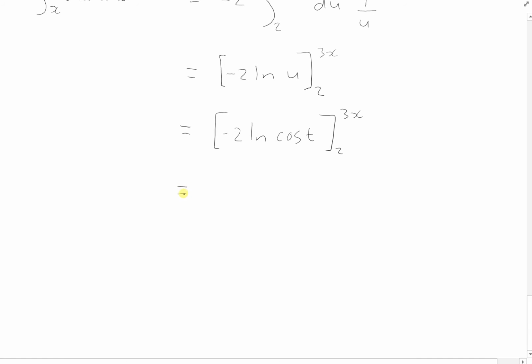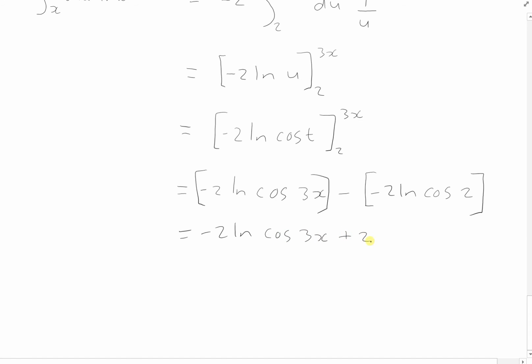So now I'm just going to plug in my numbers for wherever I see a t. I'm going to put a 3x, then minus, and again this is going to be minus, maybe I should put this also in brackets just to show you what's happening, minus -2 ln of cosine of 2. So what's going to happen? We're going to have -2 ln cosine of 3x plus 2 ln of cosine of 2.